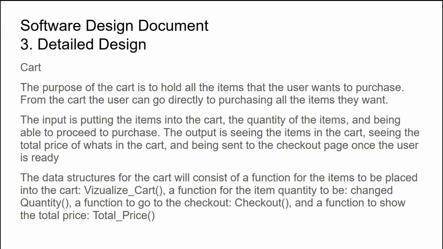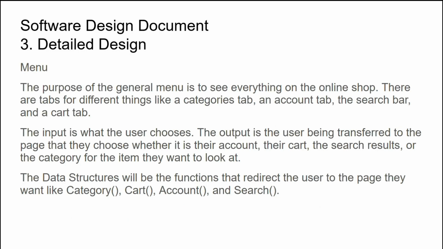The data structures required will consist of a function for the items to be placed into the cart, a function for the item quantity to be changed, a function to go to the checkout, and a function to show the total price. The menu component, the purpose of the general menu is to see everything on the online shop.